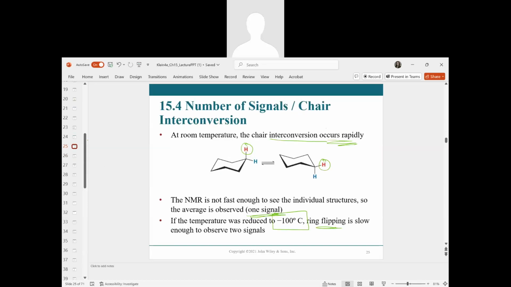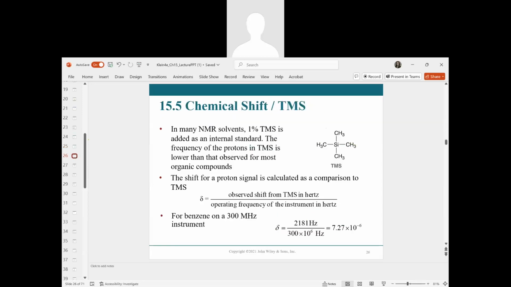So now that we've reviewed how to determine the number of signals based on the number of chemically distinct protons, we'll look at where the shift would occur in our next video.